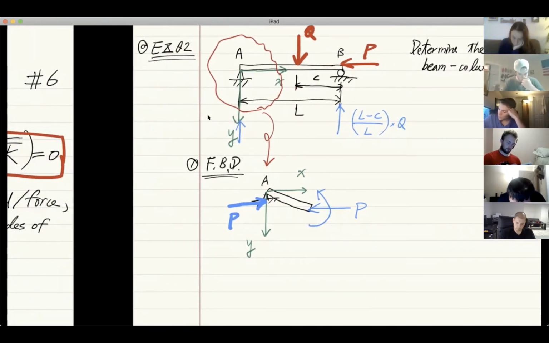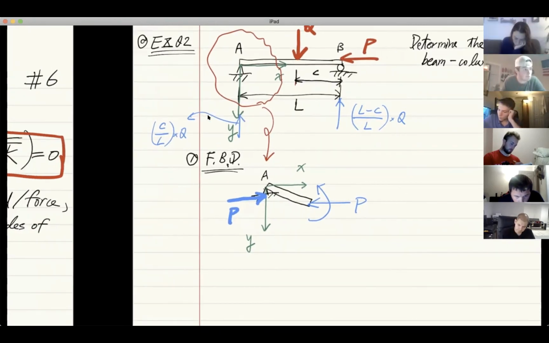And the other one, the reaction at point A, you already know, is just going to be C over L times Q, right? We know that from structural analysis. Now, of course, because of that, we know that at point A, the reaction is C over L times Q, right? Now, what we're going to do is to take the moment equilibrium at where we cut the free body diagram. This is where we're going to take moment equilibrium. So let's take the moment equilibrium.